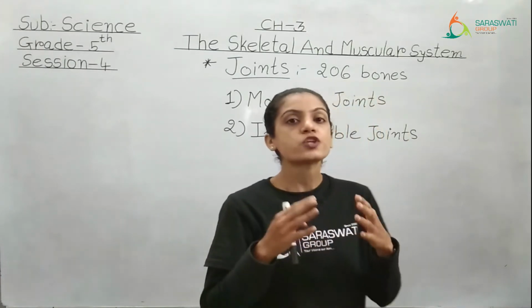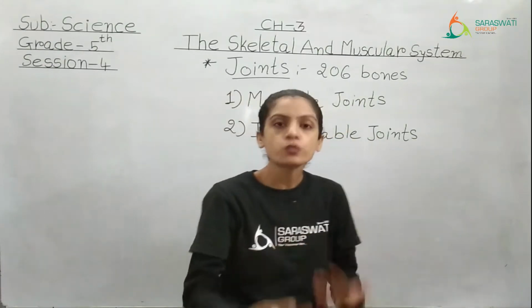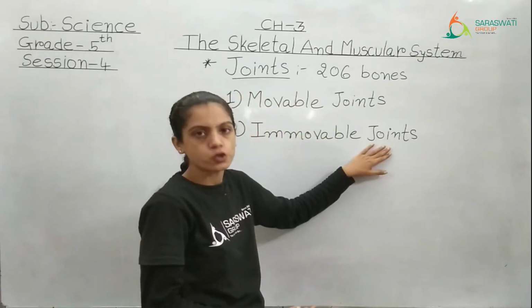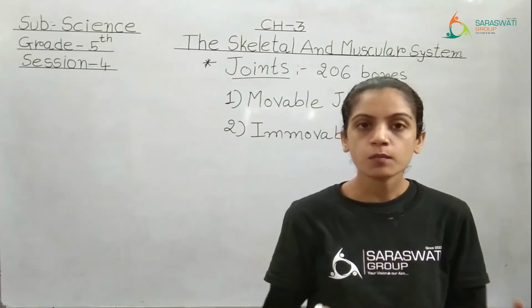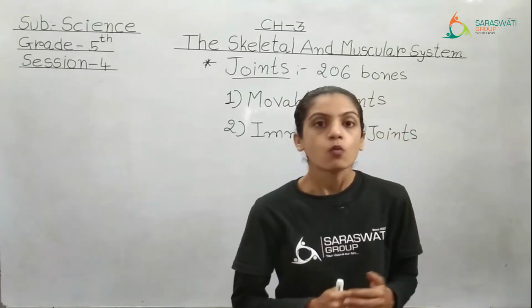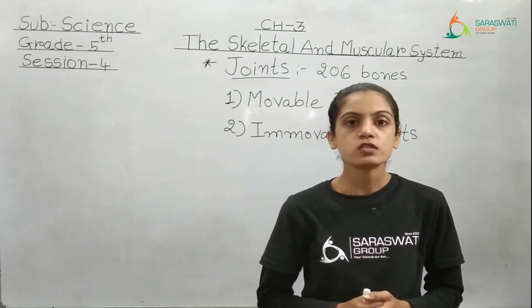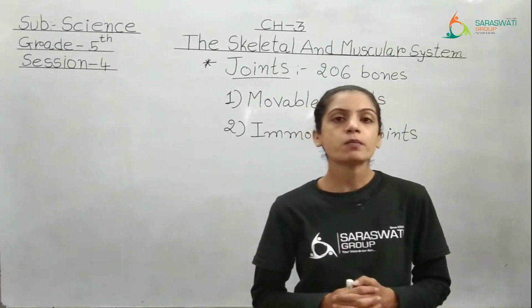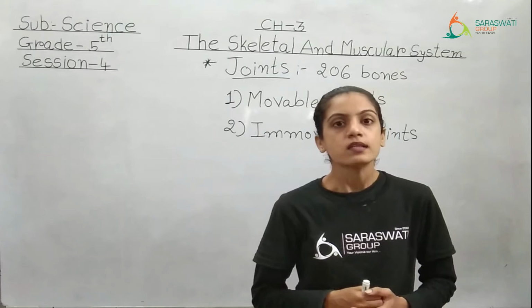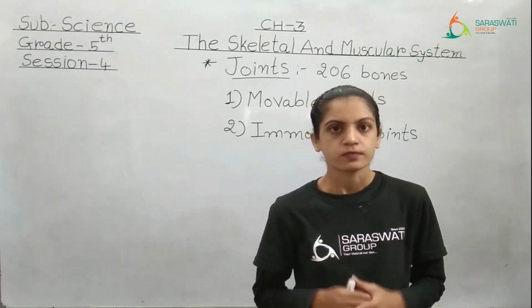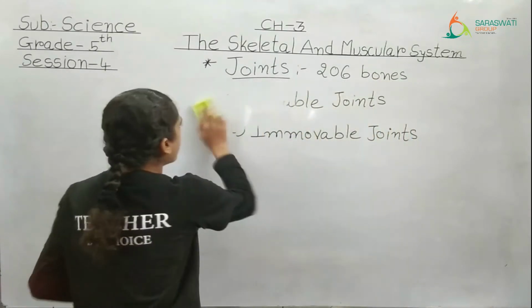So the joints which can move are considered movable joints, and the ones which cannot move are known as immovable joints. Right? The joints in the skull are called immovable. Now I hope you know the difference between movable and immovable joints. The skull bones cannot move, so they are immovable joints, while the other joints can move, so they are known as movable joints. Clear till here? Now we are moving to the types of joints.